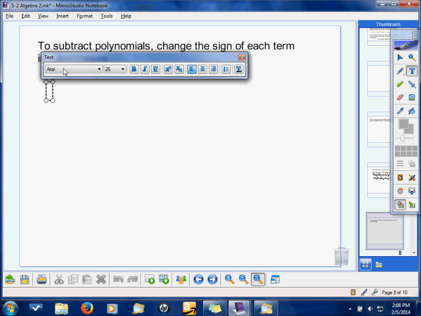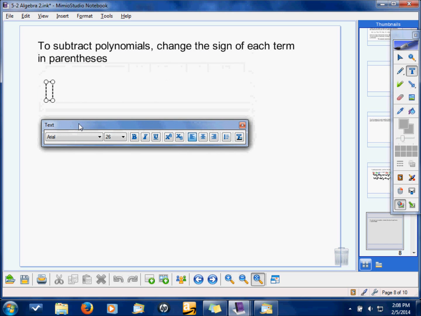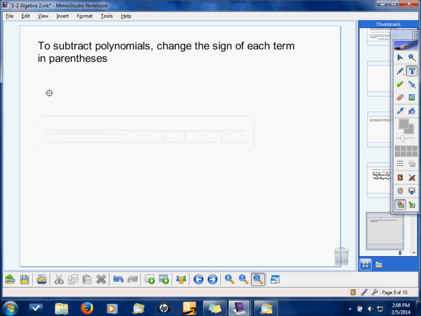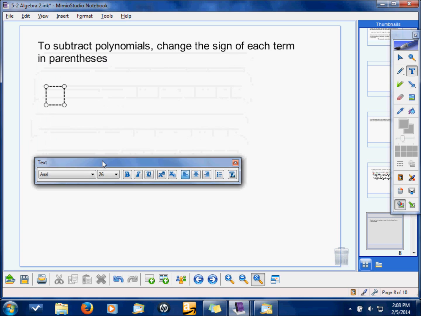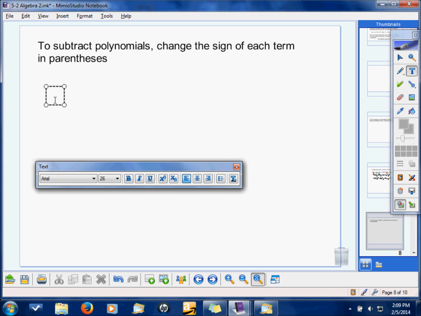So, didn't want to do that. So let's see if I can get a nice polynomial in here. All right, it doesn't like me. I don't like me either. There we go. I love it. All right, I so don't care.